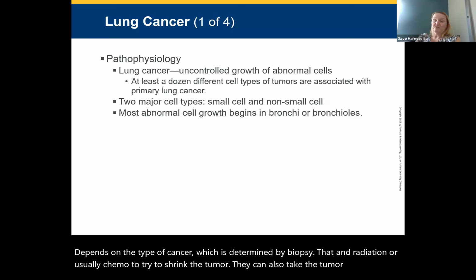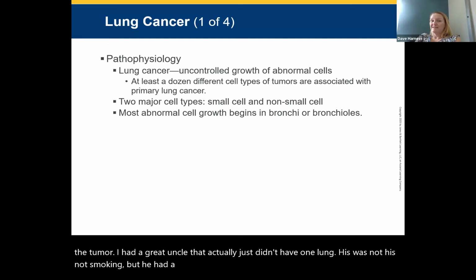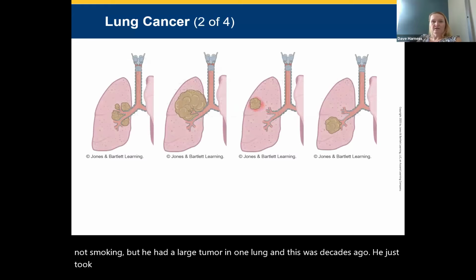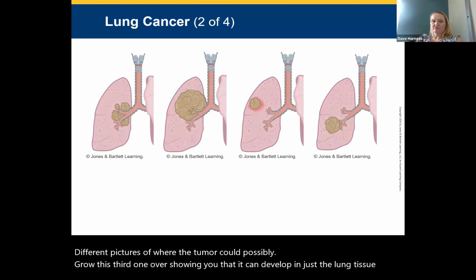I had a great uncle that actually just didn't have one lung. His was not from smoking, but he had a large tumor in one lung, and this was decades ago. They just took his lung out. He lived the rest of his life with only one lung. Different pictures of where the tumor could possibly grow. This third one over is showing you that it can develop in just the lung tissue and not on the bronchi or bronchioles.